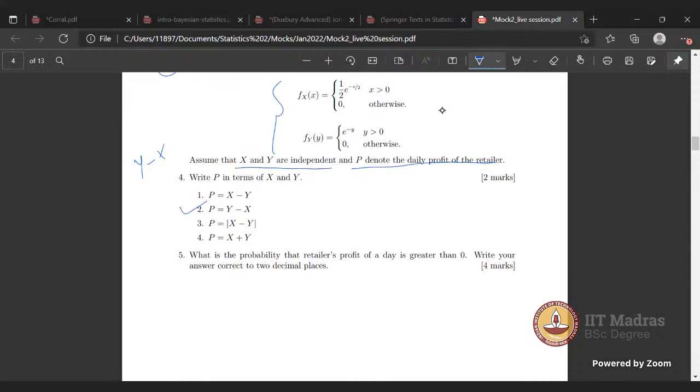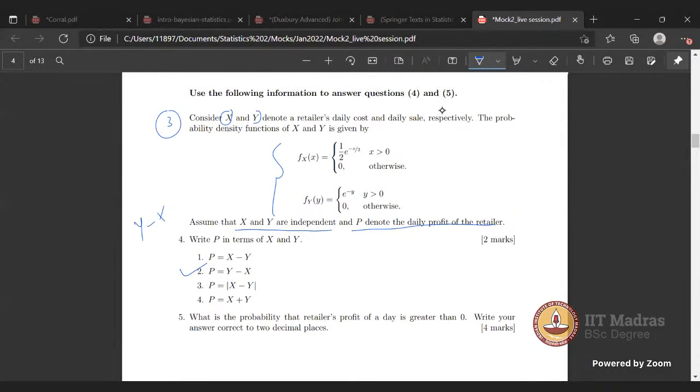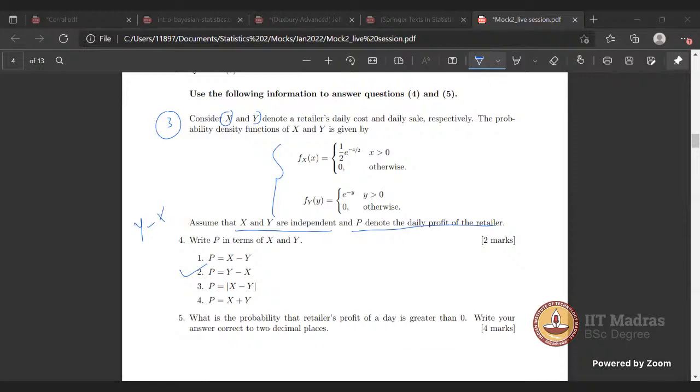Now in the second part, we have to find the probability of the retailer's profit of a day. Ma'am, one question here. It is assumed that the retailer is getting only profits, no losses? Because it may be a loss also. But in the problem, it is not written, right? It has been assumed. Yeah, only profit is being considered, because we have asked for the profit. Okay.